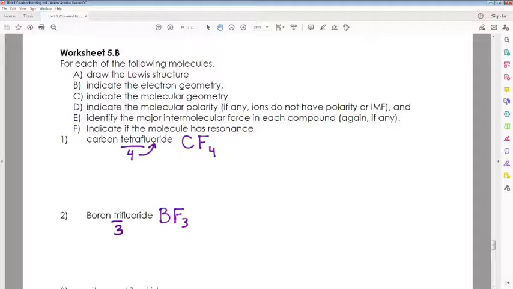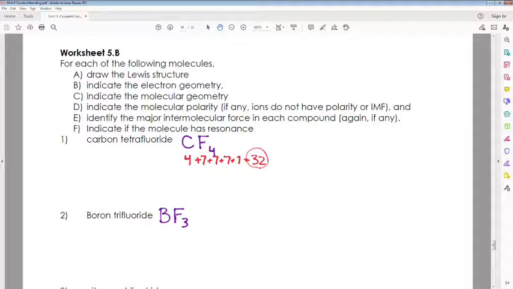So here, now that we know this is CF4, that means we have 1 carbon and 4 fluorines, and that carbon brings 4, and each of those fluorines brings 7. And what's important is that we have 4 fluorines, so we have to add up 4 7s in our total, and that means that we have 32, not just 2, 32 electrons to work with.